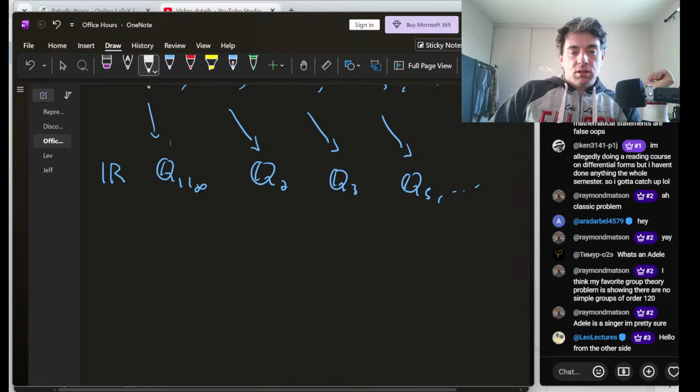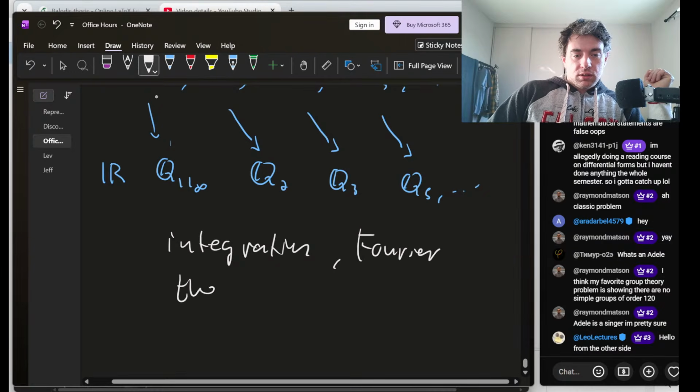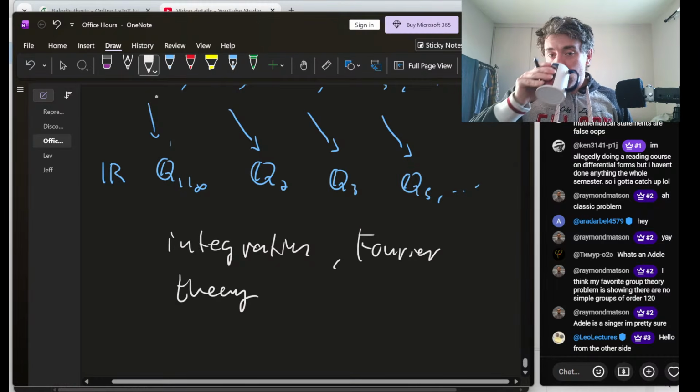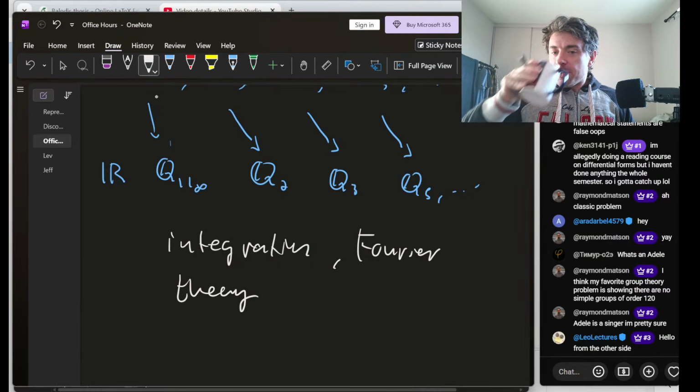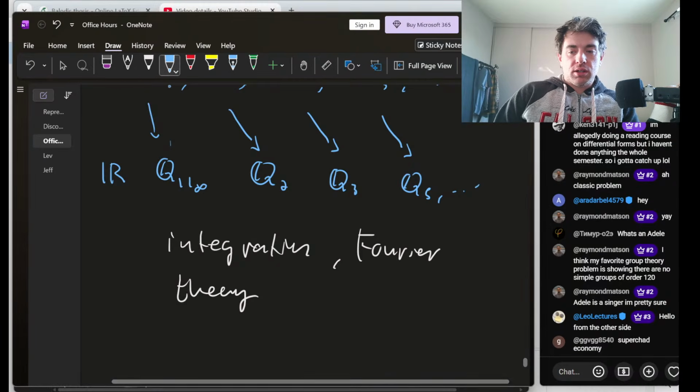What does that mean? In particular, they're locally compact, and it means there's a good notion of doing integration and Fourier theory on these fields. So that's cool. But this is a big infinite list of fields.